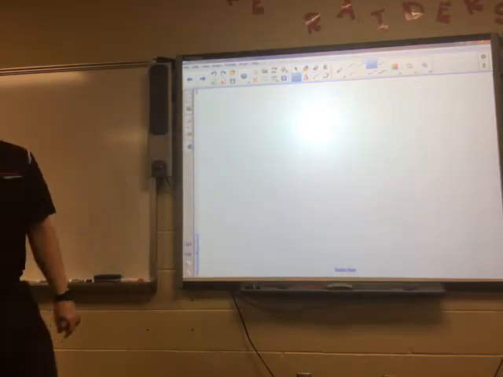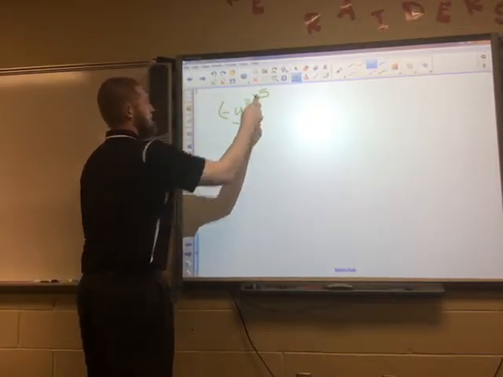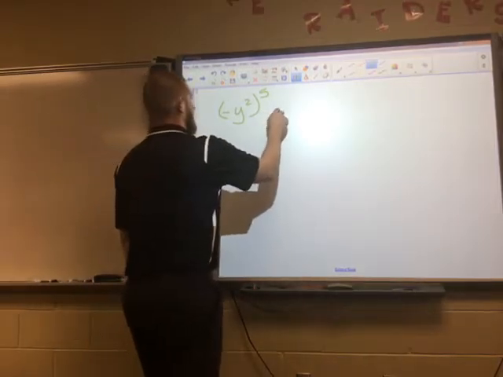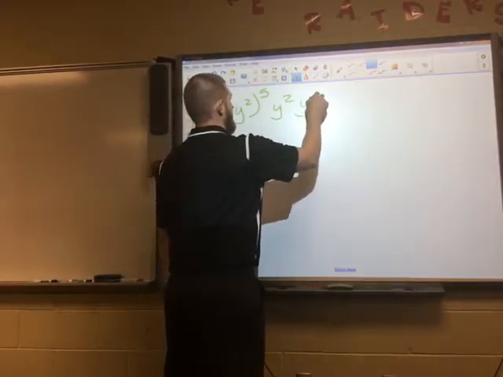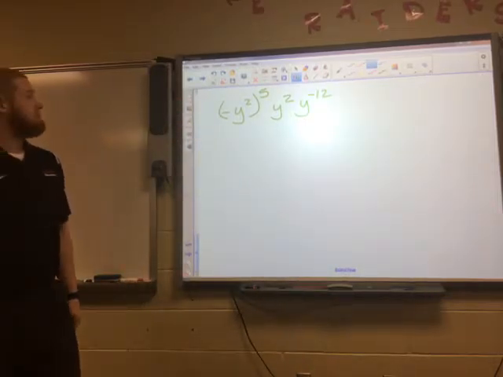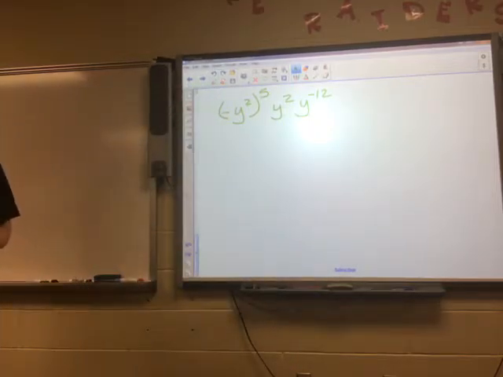Negative y squared to the 5th, times y squared, times y to the negative 12th. We got to figure out, what does this equal?